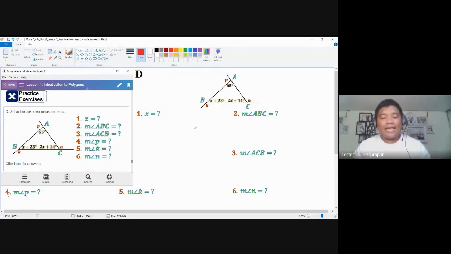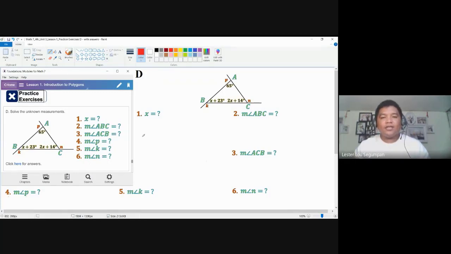This problem is one of the classic problems in determining the measurement of angles in any polygon. In our module, we are presented with polygons such as the quadrilateral and pentagon, but I just decided to use a triangle for this practice exercise. Here, we are to determine the measurement of x that could satisfy the triangle. With that, we could determine the measurement of angle ABC and angle ACB, and those measurements could affect the solutions for the remaining three items.